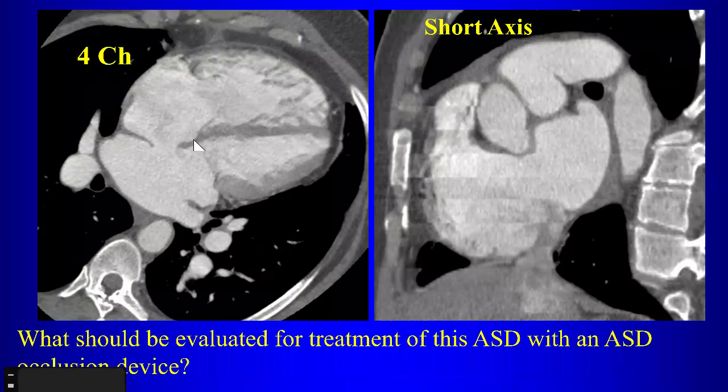Now, sometimes before they place them, they need to have the ASD evaluated. So what you need to look at is the lips of the atrial septal defect and make sure that they're sufficient, that there is enough tissue there for the closure device to grab onto. Here's a short axis view. You can see here that this part of the lip is deficient. It's missing there, so there's nothing there for it to grab onto. So the patient would not then be a candidate for this device.